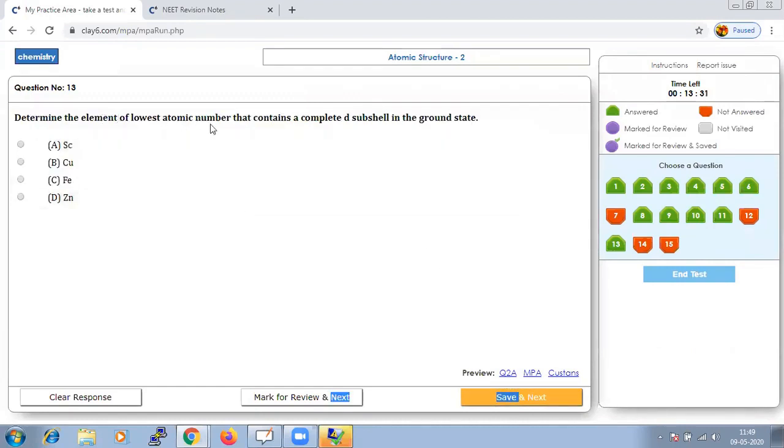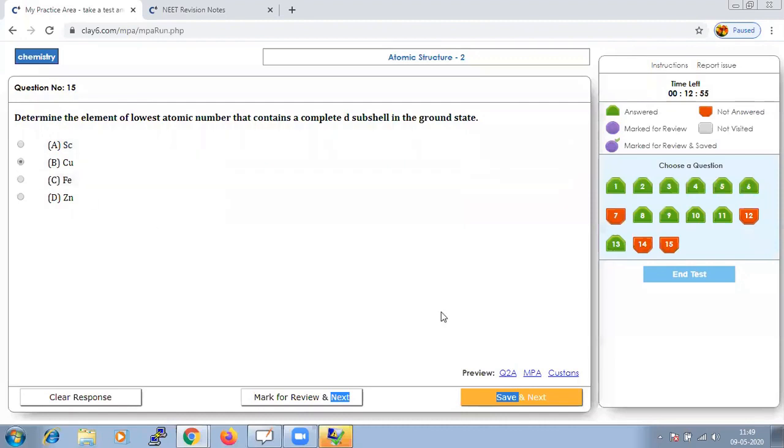Determine the element of the lowest atomic number that contains a complete D subshell in the ground state. So this is also simple, you just have to do an electronic configuration and you will be able to find out that the element with the lowest atomic number that is going to contain a complete D subshell in ground state will be copper.